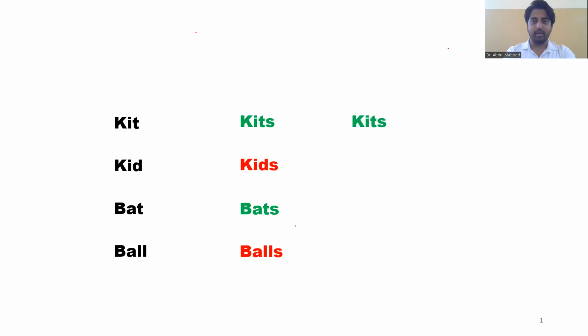Okay, see here, K-I-T-S, kits, it's all okay, but K-I-D-S, it's kidz, not kids with an S. Next, B-A-T-S, bats, it's all fine, but B-A-L-L-S, it's not balls with an S, but ballz, right? So the S version of kids is wrong, it should be kidz. Ballz with an S is wrong, it should be ballz. Now, why this thing happens, we'll discuss. If you know the reason, then you will apply it to all the words that you come across, and you will pronounce in the right way.